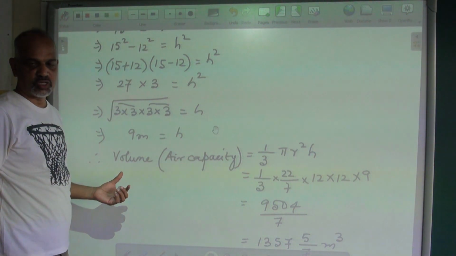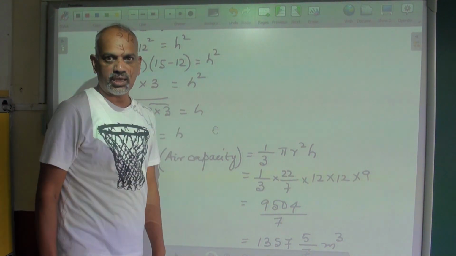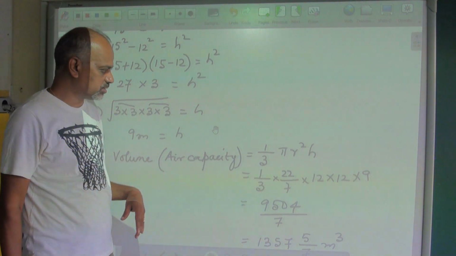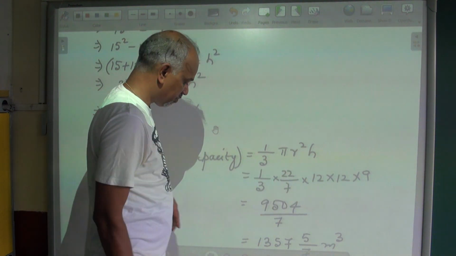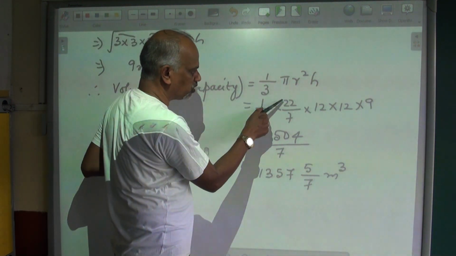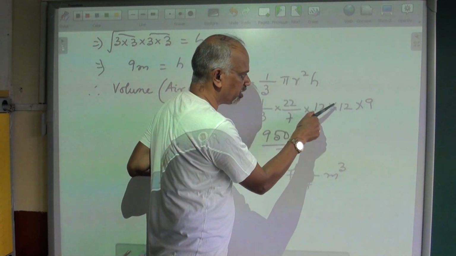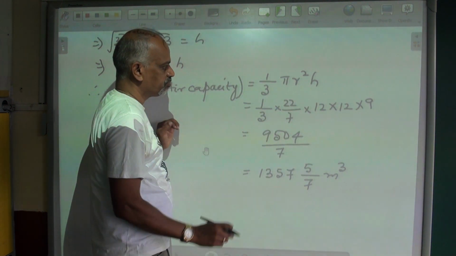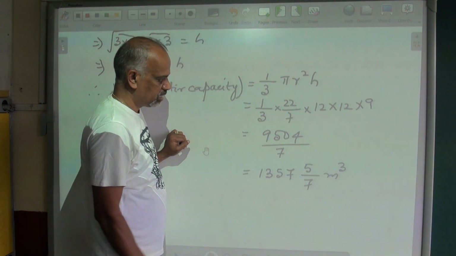But the actual question was to find the air capacity. As I said, air capacity is actually the volume. So volume of the cone, which is also called the air capacity. Volume formula is 1 by 3 pi r squared h. If you substitute all the values, that's 1 by 3, pi is 22 by 7, into radius, the r value is 12, twice you have to write, into 12, into height 9, which we found just now. If you simplify this, you will get 9504 by 7.